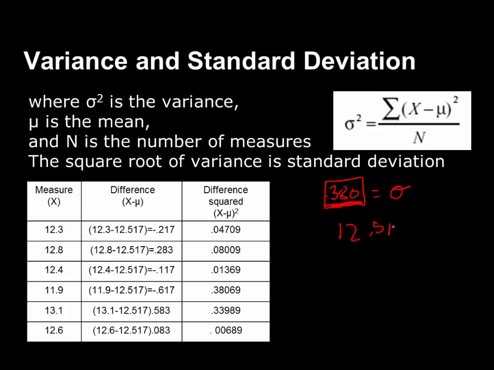So 12.517 I believe was my mean. The majority of my measurements are between 12.517 plus or minus 0.380. So that has sort of an indication of the spread of my measurements. Is this real precise? No, not really. The smaller this number is, the more precise it is, but that does tell me the majority of my measurements lie between probably 12.1 and 12.8. Okay, which is a pretty good spread. We would hope to see something a little bit better than that, but that standard deviation does tell me how precise my measurement is.